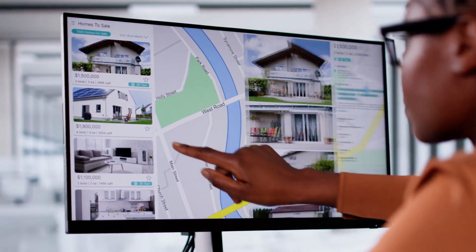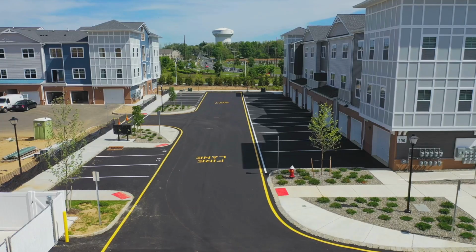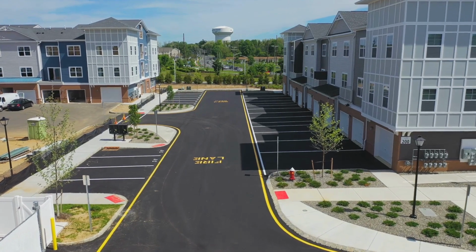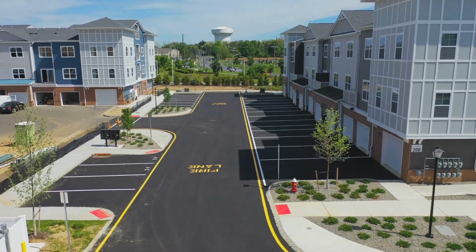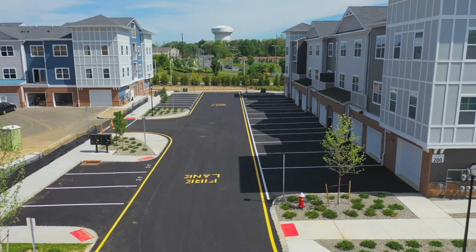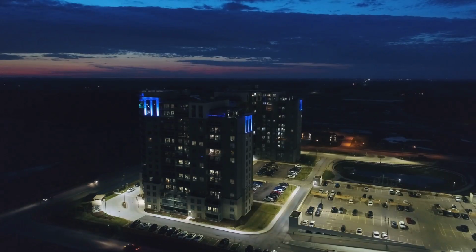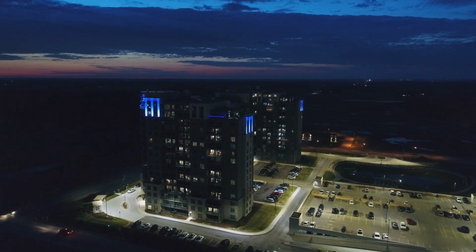Next, let's talk submarket dynamics. Drill down into specific neighborhoods or districts. Assess factors like walkability, public transit access, and nearby amenities. This will help reveal your property's appeal relative to nearby areas.